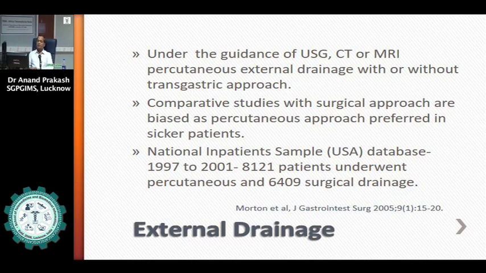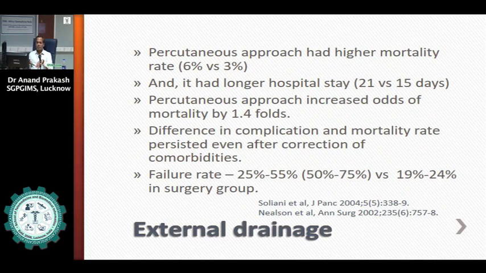Now, there are comparative studies with the surgical approach based on percutaneous drainage. See, there are a few things you have to understand: most of the studies published comparing the percutaneous technique and the surgical technique are biased, because the percutaneous approach has been preferred in sicker patients, as I've told you before. So these two studies available in the literature are not comparable. But one can have a glimpse of what is there in the percutaneous approach as compared to the surgical approach.